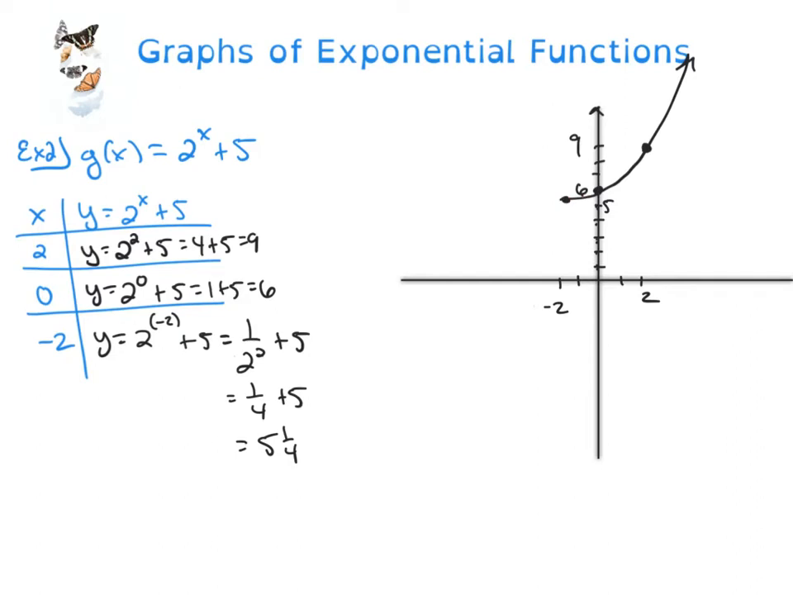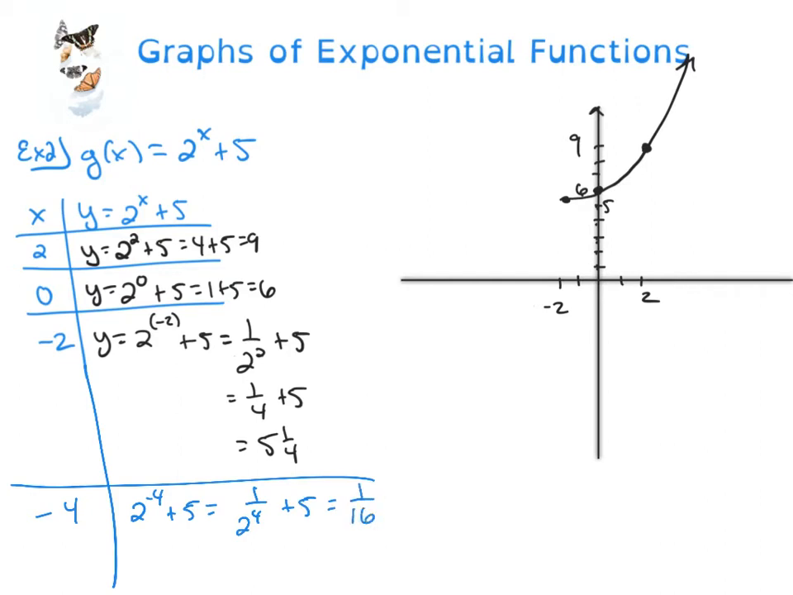And if you look carefully, maybe you pick another value like x equals, I don't know, negative 4. 2 to the negative 4 plus 5 is 1 over 2 to the 4th plus 5, which is 1/16. So we've got 5 and 1/16, which is just a little bit bigger than 5. So again, at negative 4, I have something just a little bit bigger than 5. I'm feeling like that asymptote is right at that horizontal line, y equals 5.